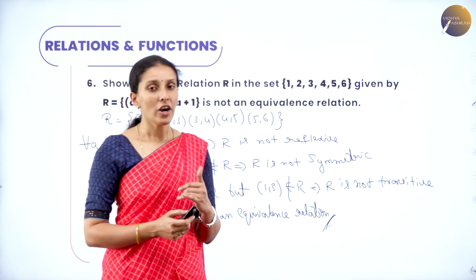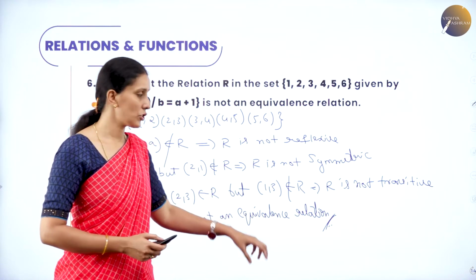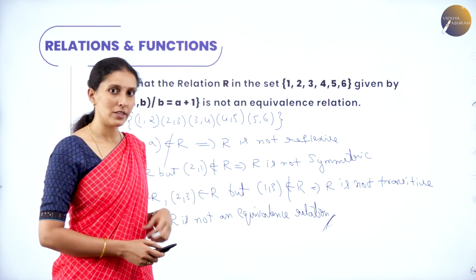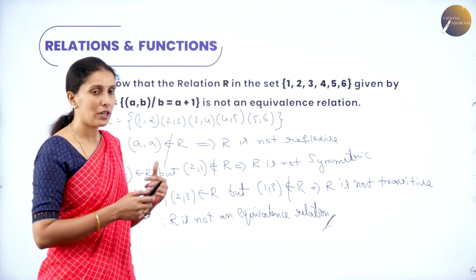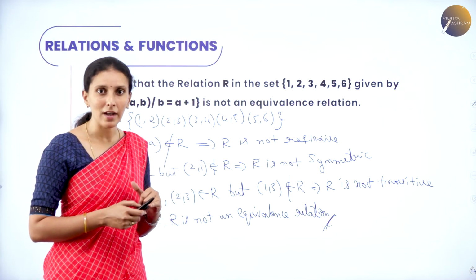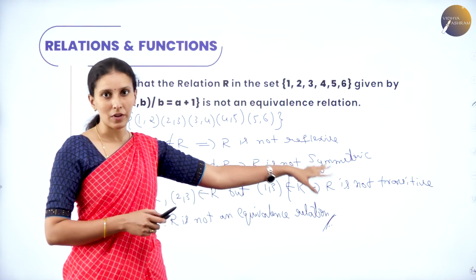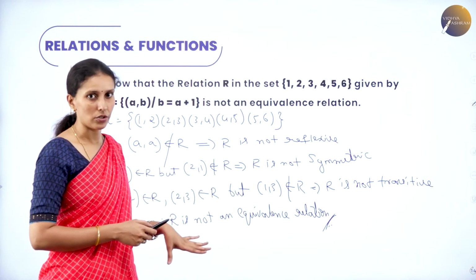So it is not necessary that you should prove all the three results to show it is not an equivalence relation. If one is not possible, whether it is not symmetric, not reflexive or not transitive, it is not an equivalence relation. But whenever the question is asked for 3 marks, you have to prove that it is not reflexive, not symmetric as well as not transitive. Then you conclude it is not an equivalence relation.